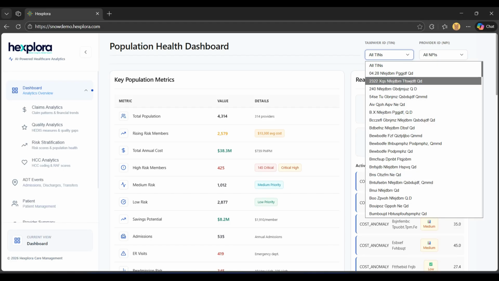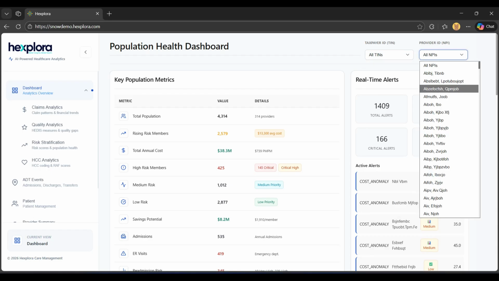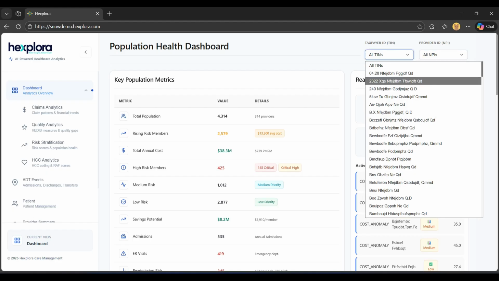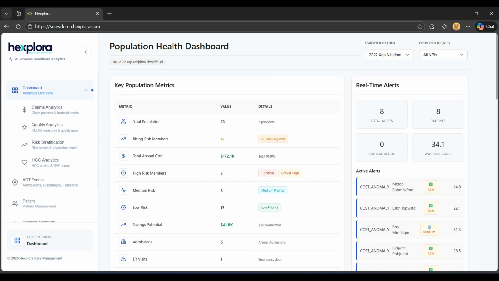Tax ID TIN filter: I can view data for a specific provider organization or see the entire population. Provider ID NPI filter: drill down to individual provider performance. When I change these filters, every metric on this dashboard updates in real time, powered by Snowflake queries that execute in milliseconds, even across millions of claims.